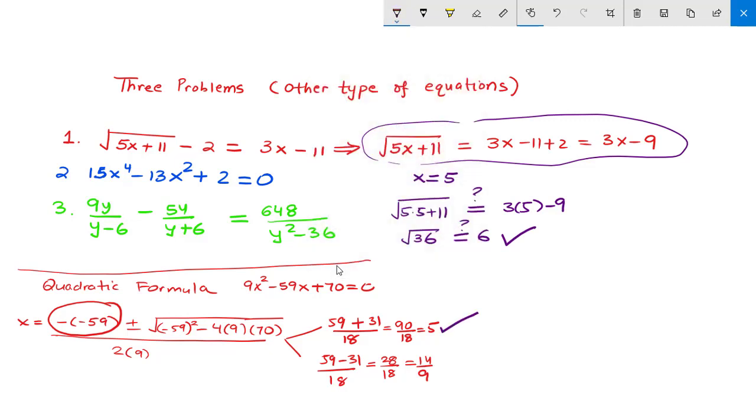Let's check the other one. I'm going to check x equals 14 over 9 here. Plugging in 14 over 9, I get the square root of 5 times 14 over 9 plus 11. Is it equal to 3 times 14 over 9 minus 9? That's the question, right? 5 times 14 over 9: 14 times 5 is 70, and so I have 70 divided by 9 plus 11. I'm going to solve this more. The right side equals, 3 times 3 is 9, which is 14 over 3 minus 9.